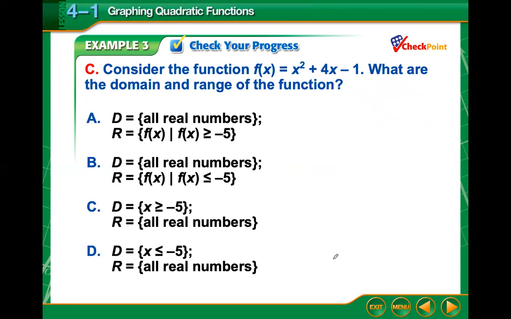Now we're going to go ahead and determine the domain and range. All right, so as we said earlier, all quadratics have the same domain of all real numbers. And with that, we're going to cross out C and D. And then we found that we have a min. So that means negative 5 is the lowest number. So we're looking for the inequality facing away from negative 5, which would be A.